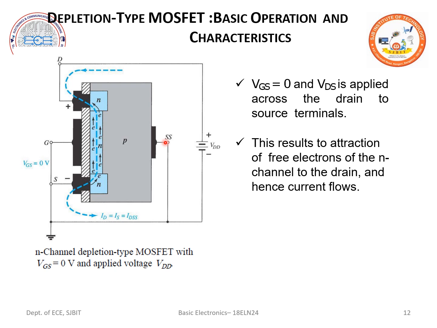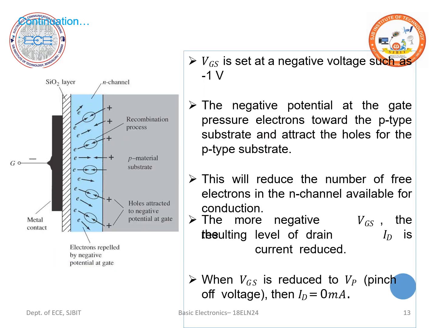So what actually is happening here in the n-channel depletion type MOSFET with VGS equal to 0 volt and applied voltage VDD? Because the oxide layer is an insulating layer sandwiched between the conductive regions, so these are the two conductive regions, a capacitor effect could be formed here. The metal surface which is the gate. So let me show you in the next slide.